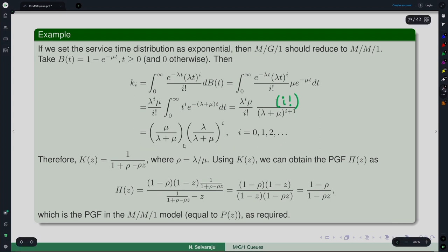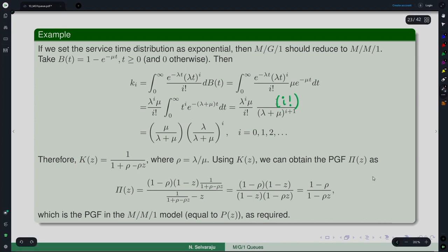Now, once I get this Ki, I can get its PGF, right? It is just the PGF of this geometric distribution, which results in this expression for K of z. Now, using K of z in pi of z equals 1 minus rho times (1 minus z) times K of z divided by (K of z minus z), with K of z obtained as this, I can simplify this a bit to arrive at this expression. This is nothing but the PGF of an MM1 queue, which we called P of z, because this was obtained for arbitrary time point. This we call pi of z, which is also equal to P of z in the case of the MG1 model as well.